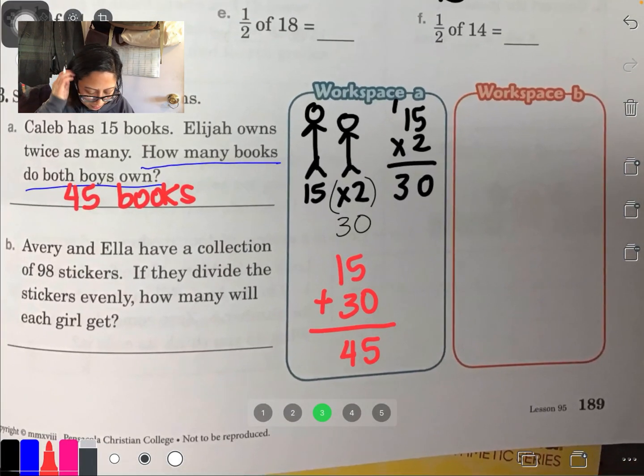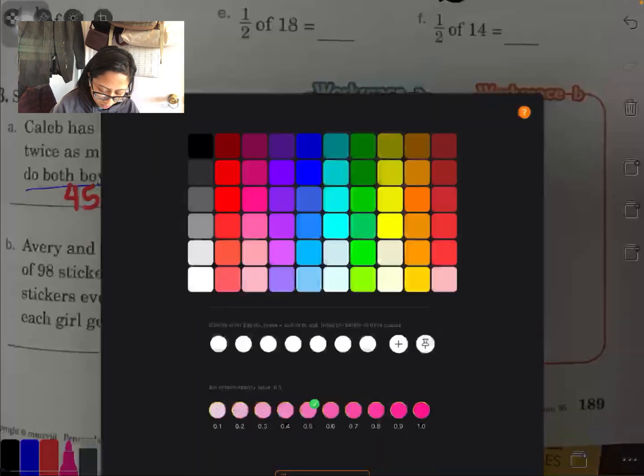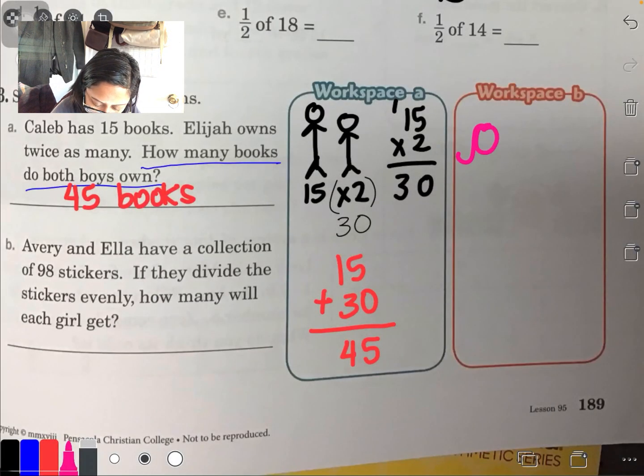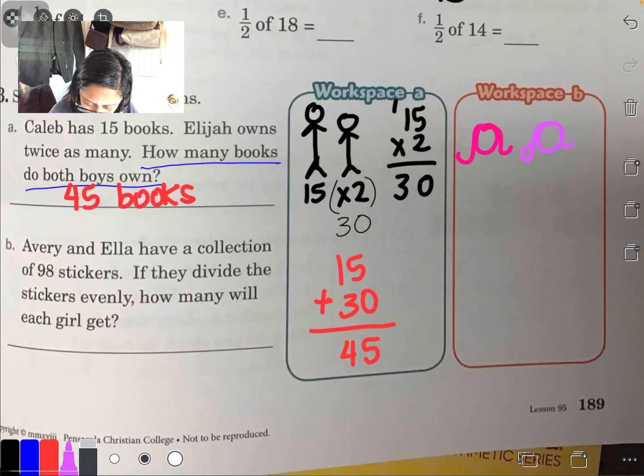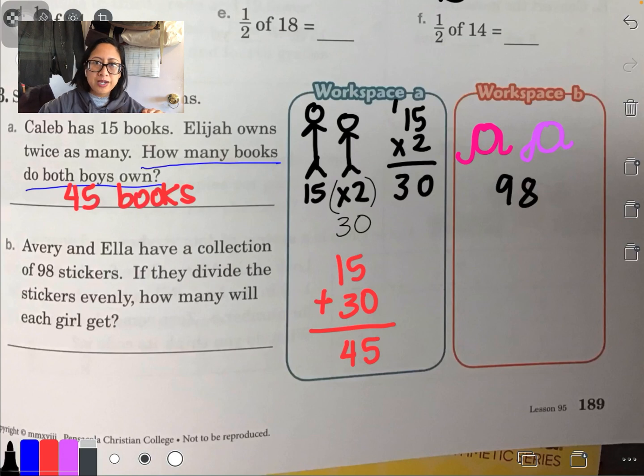All right. Letter B. Avery and Ella have a collection of 98 stickers. Wow. If they divide the stickers evenly, how many will each girl get? All right, so if you want, you can draw Avery and Ella. Here's Avery, and here's Ella. And together, they have 98 stickers, all right? Now, they want to divide that. They want to make sure both girls have the same amount of stickers. Avery cannot have more than Ella. Ella cannot have more than Avery.